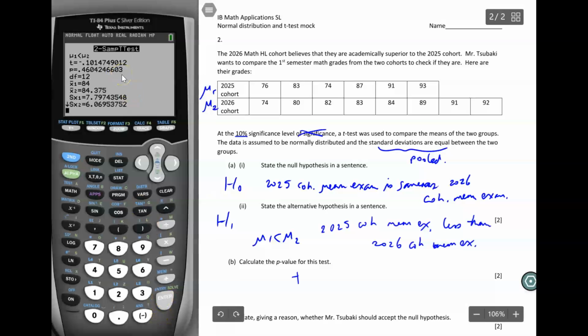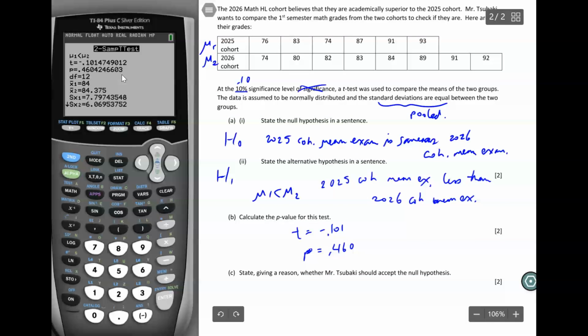So our t value is, I'm just going to write it here. They didn't ask us for the t-value, but I'm going to put it here. Negative 0.101. Our p-value is 0.460. And what we're going to do with the p-value is we're going to compare it to the 10% significance level, which is 0.10. So 0.460 is greater than 0.10, right? So p equals 0.460 is greater than 0.10.